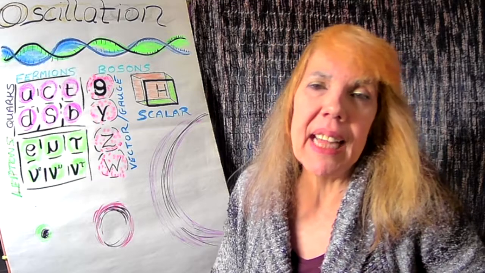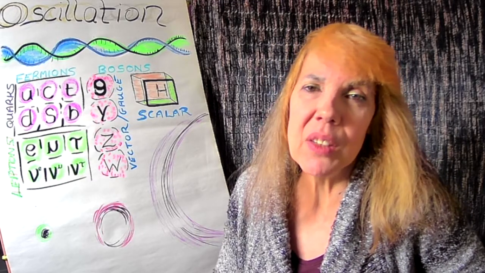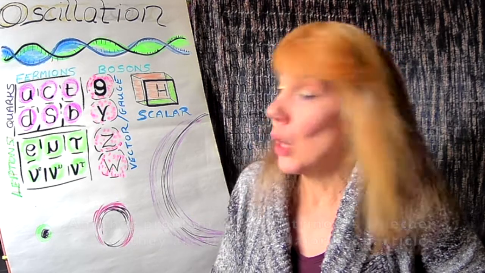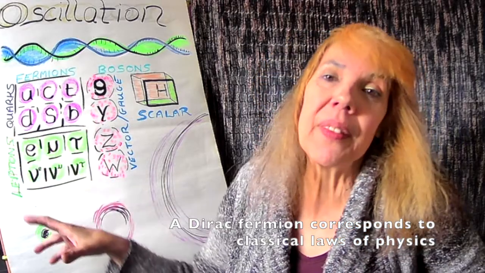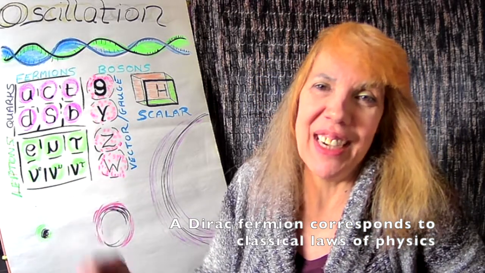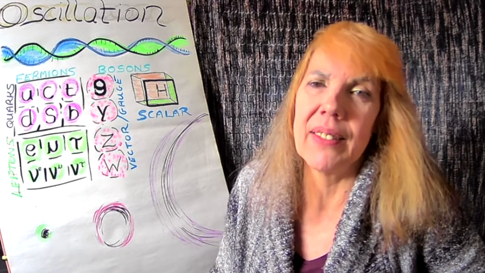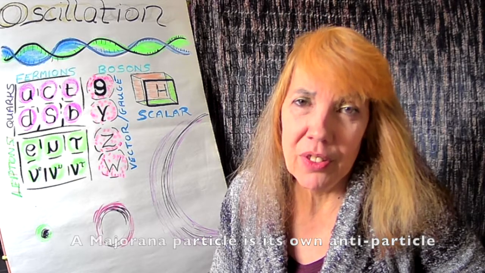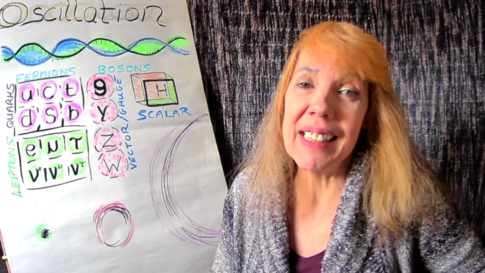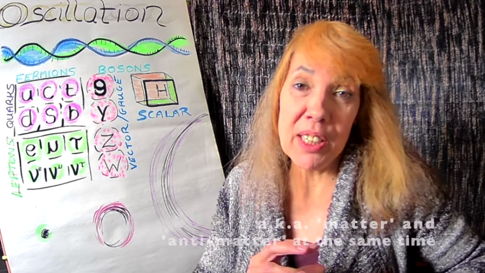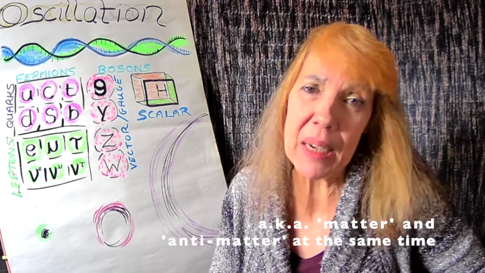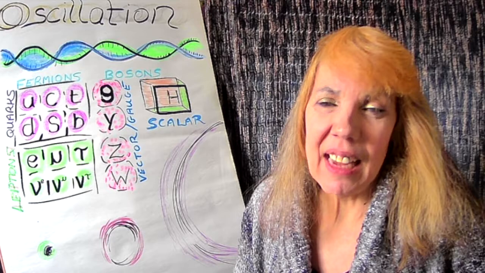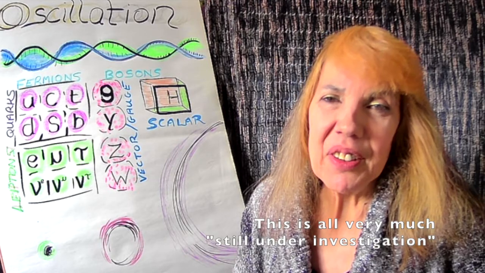One of the gaps in understanding that also applies to neutrinos is whether they are Dirac or Majorana particles. Now, a Dirac fermion is essentially one that can be constrained to the classical physics format. But a Majorana particle is one that is its own antiparticle. So within itself, it shares the identity of particle and antiparticle at the same time. Whether or not neutrinos fall into that category is, as I say, unknown, but it's still under investigation.